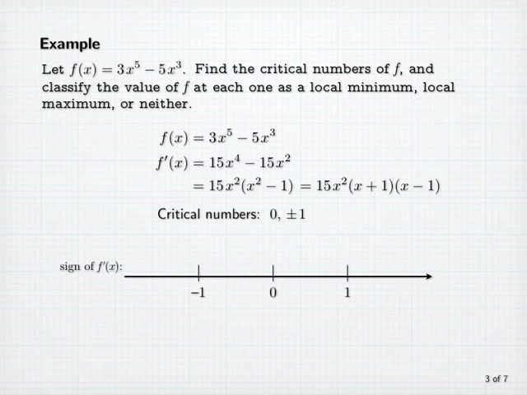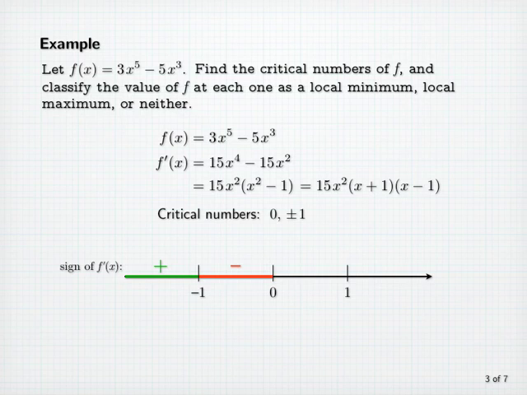Now let's note that the sign of f prime is completely determined by the product x plus 1 times x minus 1, since x squared is never negative. Now when x is less than minus 1, both of those factors are negative for a net positive value for f prime of x. Between minus 1 and 0, x plus 1 becomes positive, while x minus 1 is still negative, and so f prime of x is negative between minus 1 and 0.